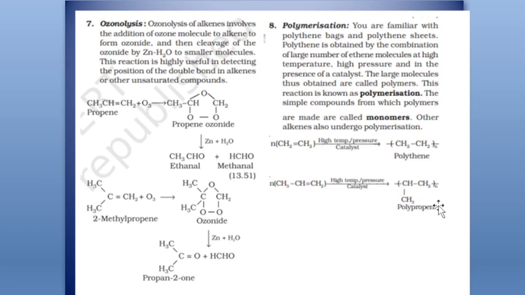Next comes the polymerization reaction. The ethylene molecule can polymerize at high temperature and pressure in presence of a catalyst into polythene.